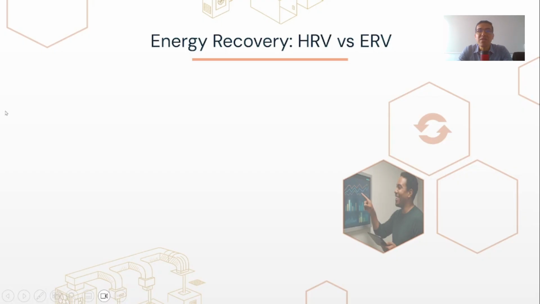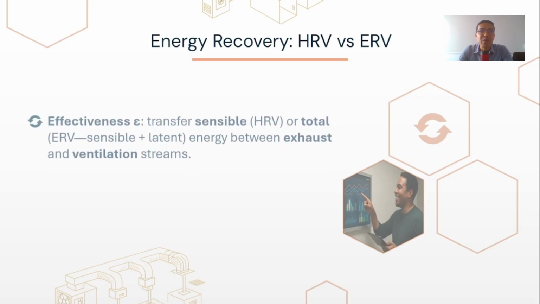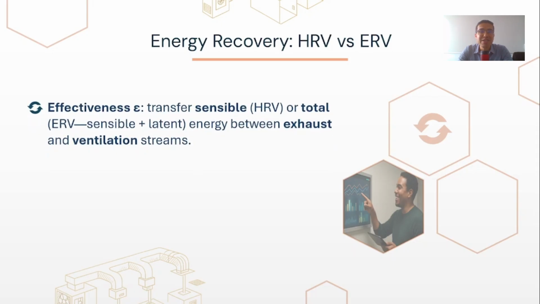So, continuing this discussion of economizers, let's look at another powerful strategy for reducing the load on the system. There is energy recovery. This practice reclaims energy that would otherwise be lost to the outdoors. Energy recovery systems work by exchanging energy between the exhaust air leaving the building and the fresh outdoor air coming in. There are two main types: HRVs, heat recovery ventilators, which only transfer sensible energy, and ERVs, energy recovery ventilators, which transfer total energy, including both sensible and latent, so they also transfer moisture.